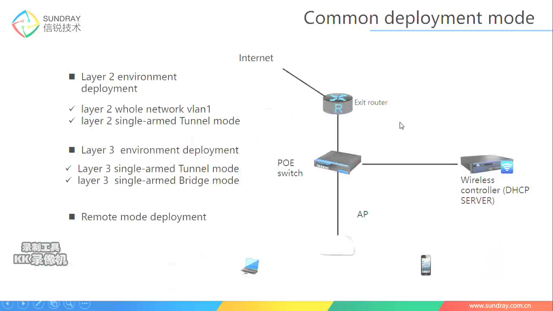And the common deployment modes: we have the layer 2 environment, where the controller and switch are both layer 2, and for a simple network, we can make them all VLAN 1. So there are no VLAN settings, or the whole network is just VLAN 1. Then the layer 2 single arm tunnel mode, where we set the tunnel mode and the controller acts as DHCP server, and the layer 3 environment: layer 3 single arm tunnel mode and layer 3 single arm bridge mode. We also have the remote deployment mode. Okay, so we will explain each one.